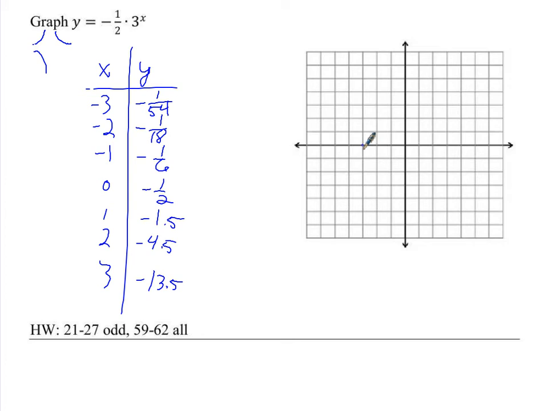I'm going to move my marker down 1 pixel. Oh, I can't even do it. 1 pixel right there. There's my dot. It's so small I can't even do it on this board.